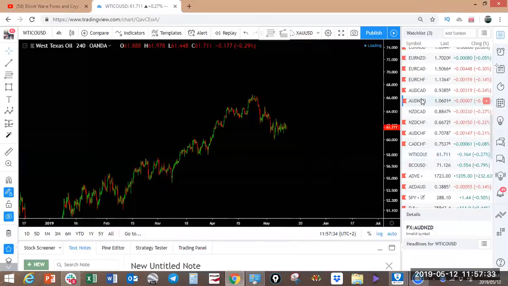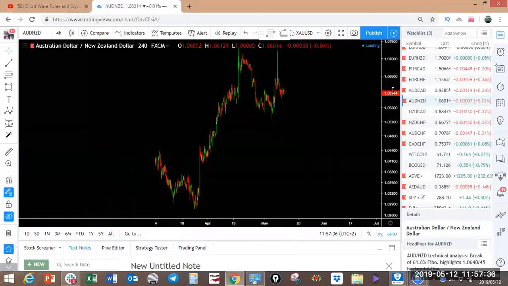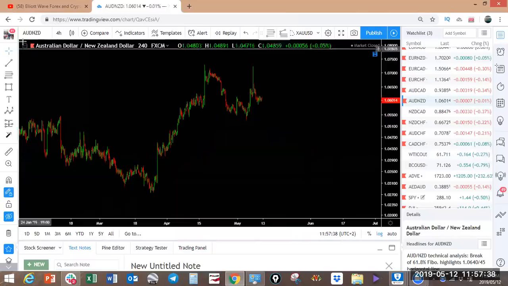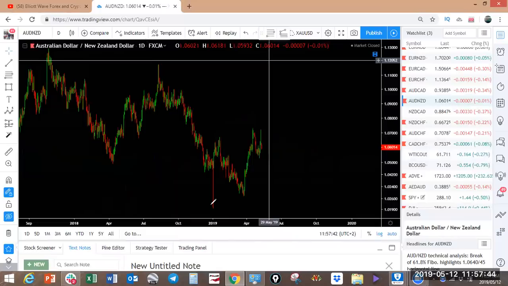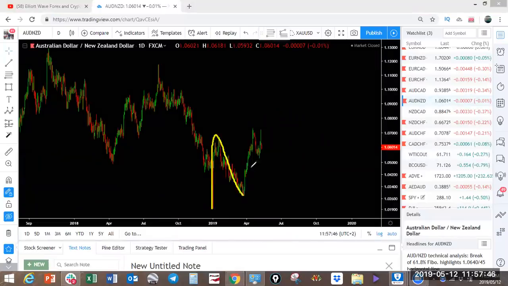Let's look at Aussie New Zealand first. Aussie New Zealand, daily. Now Aussie New Zealand, we looked at this structure to do this. Now, is that move to the upside complete? It does not look very good, because if you look at the structure, it is not in the Elliott Wave theory. It is neither a regular flat nor a running or expanding.